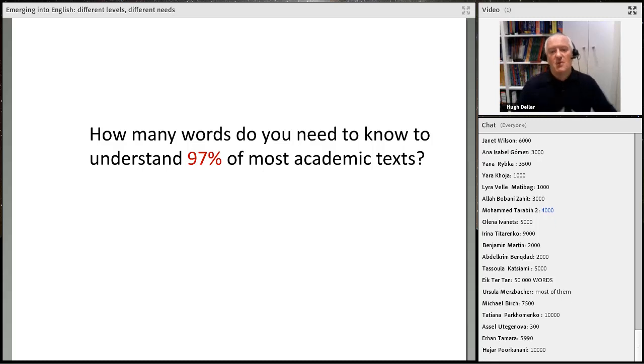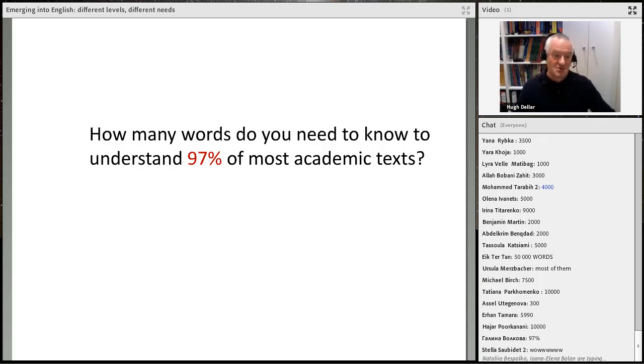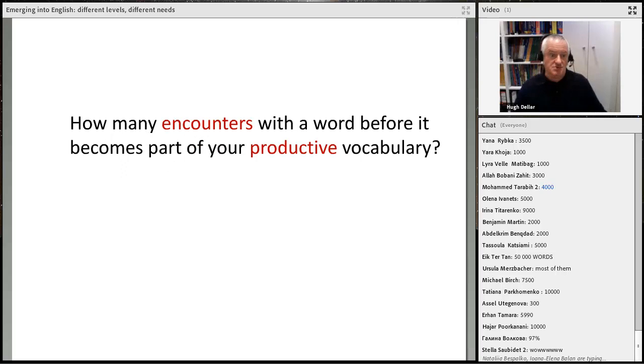Okay, so when we tell students guess the meaning from context, that works assuming that they already have about 13,000 words, which of course most of our students don't.